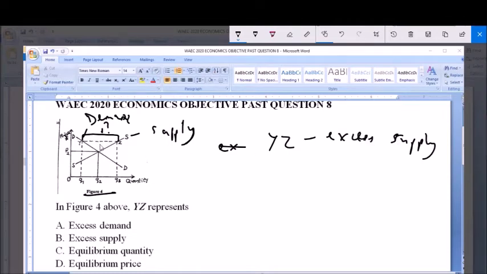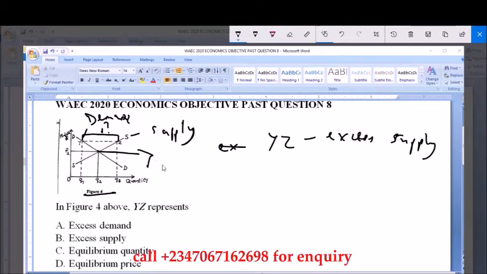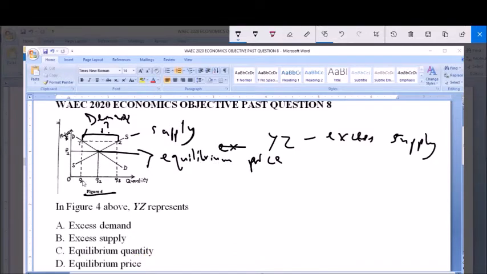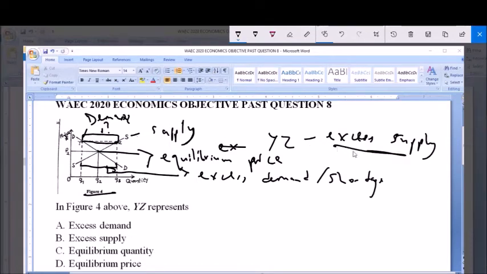This portion on the graph represents excess supply, and the point where these two curves intersect is known as the equilibrium price. And this portion below the equilibrium price is referred to as excess demand or shortage. So we have established that line YZ represents excess supply, and excess supply is option B, which is the correct answer to this question.